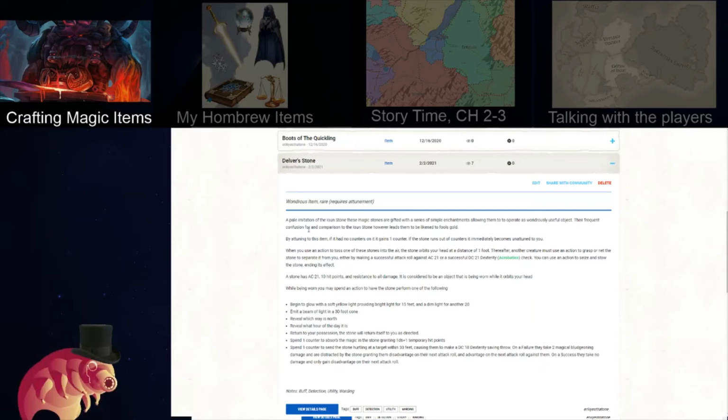The Delver Stone existed in my mind as a funny joke item that is very useful until you learn about other magic items, essentially. Its main job is to highlight how powerful certain magic items can be, and how hard it can be to actually craft a very powerful item.